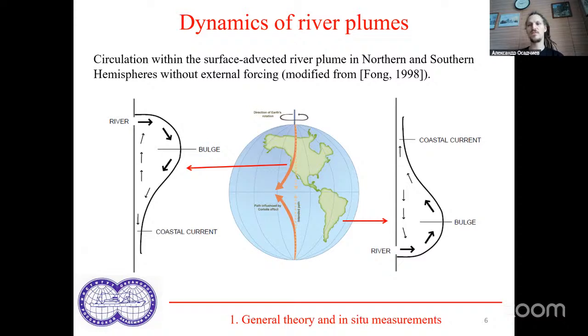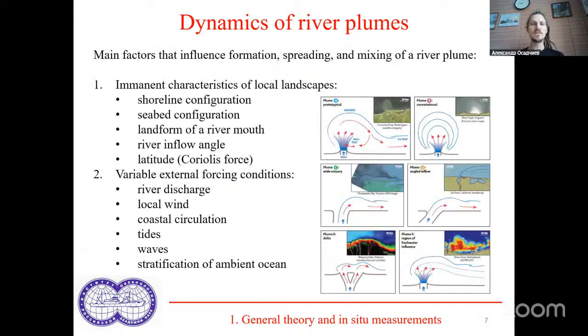So the ultimate fate of river discharge, of river-borne sediments as well, is to be transported along the coast to the right of the river mouth in the northern hemisphere, or to the left in the southern hemisphere. And this law works a lot. It is a very important law about the influence of the Coriolis force on river plumes.